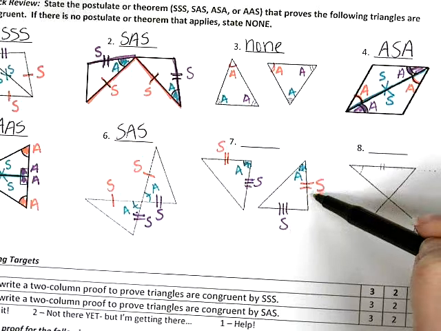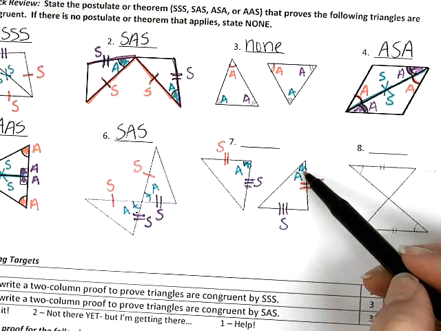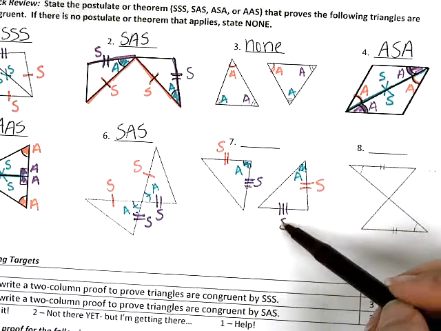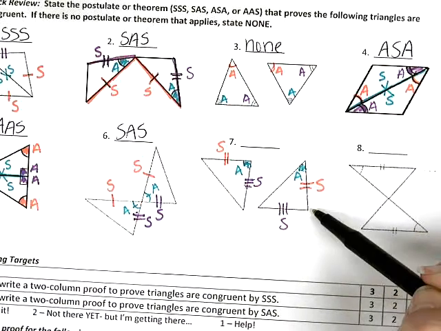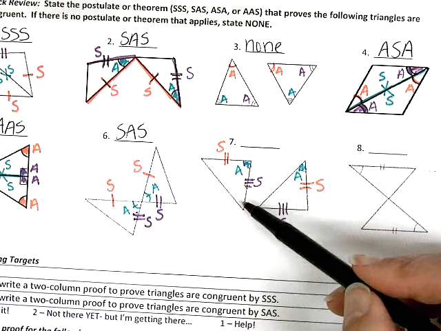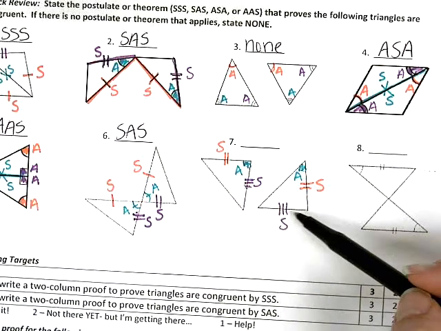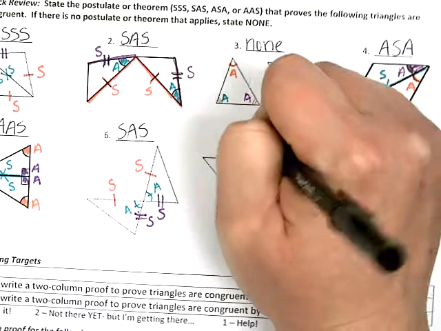Ooh, but look at the second triangle. My blue angle is not in between my 2 congruent sides. This one is not showing me side angle side. So even though this one is, if they're not both set up the same, it doesn't work. These triangles are not congruent either.